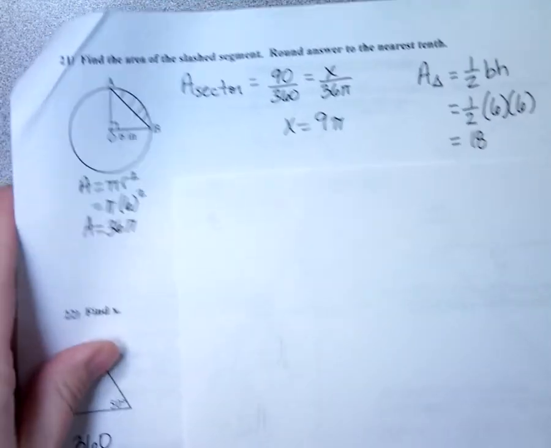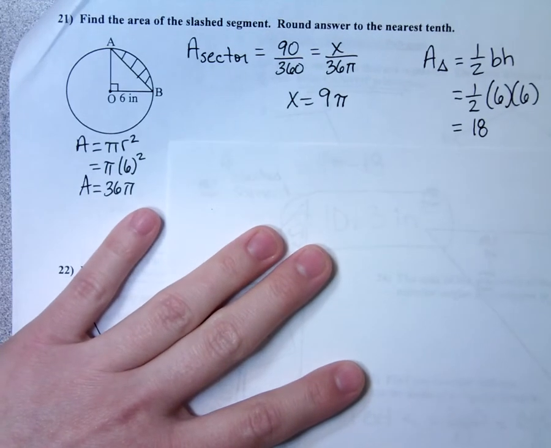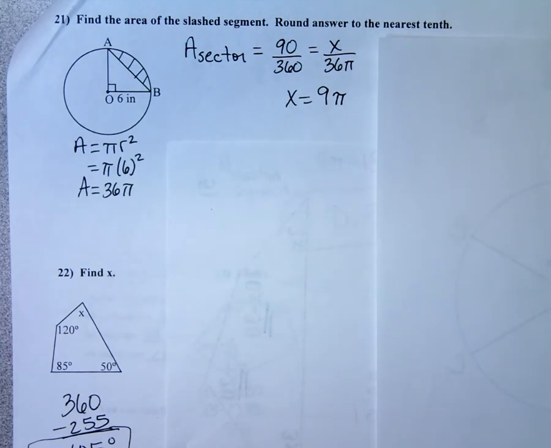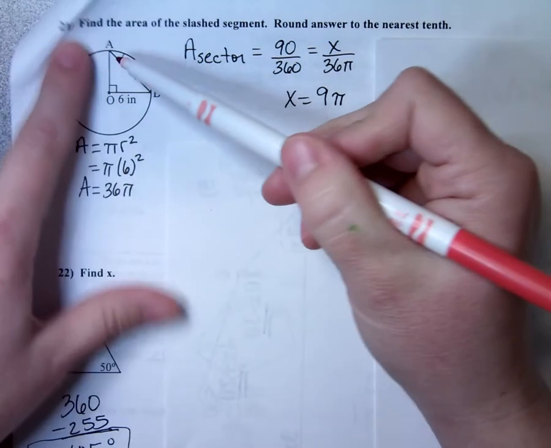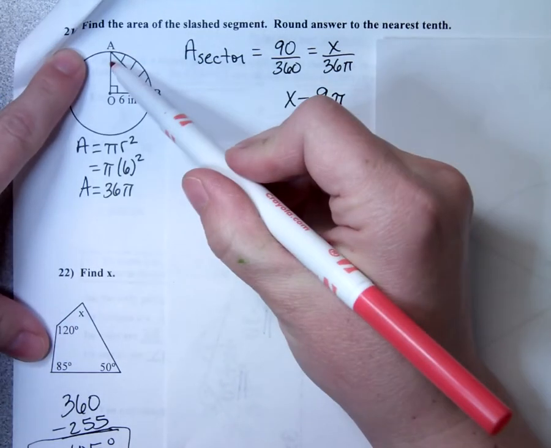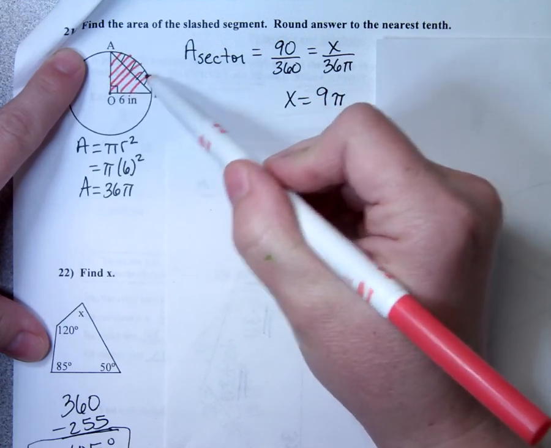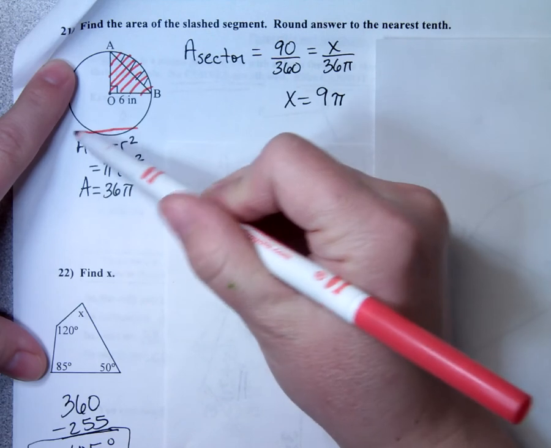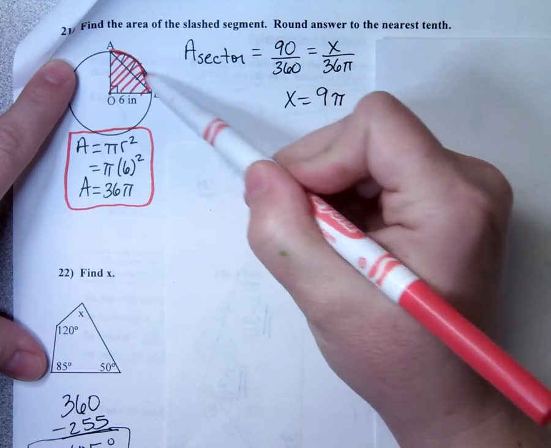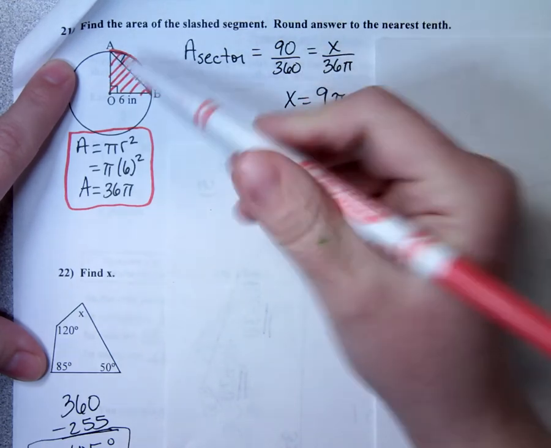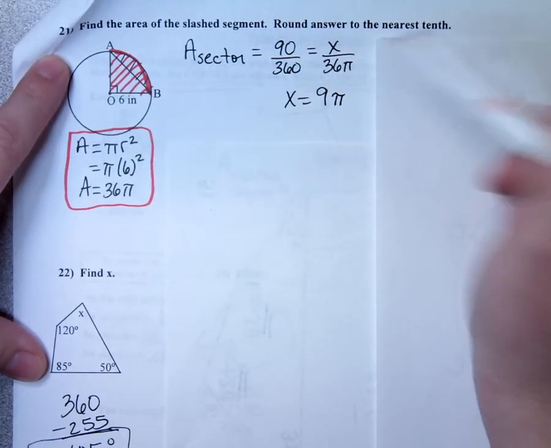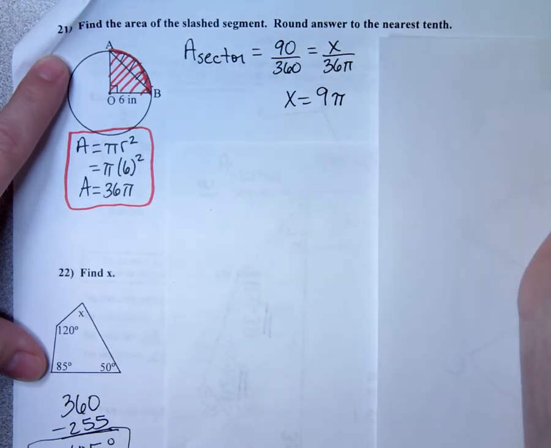So this next one, this is finding area of the slashed segment. So first I have to find the area of the whole sector, all of this. But that's going to be too much area. So I did need to know the area of the circle. So I start off with how many degrees is my sector? 90 out of how many degrees in the circle? What's the area of this whole sector? X out of the area in the whole circle? 36 pi. Cross multiply, divide, and you get 9 pi.